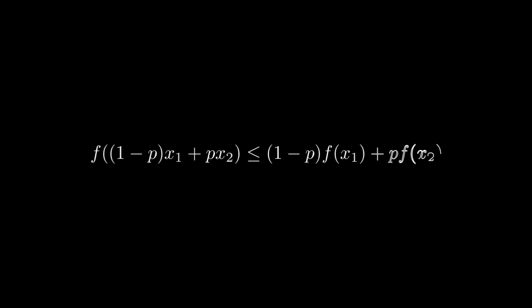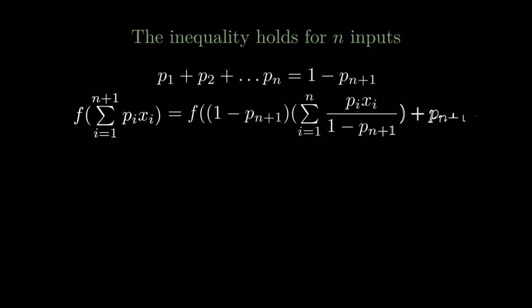Now, let's try to understand the proof by induction. By the definition of convexity, we have the base case satisfied. By the induction hypothesis, we assume that the inequality is true for n number of inputs. Now for the case of n plus 1, the pi's get added to give 1. Let's write it like this. Let's now write this sum in the following way.